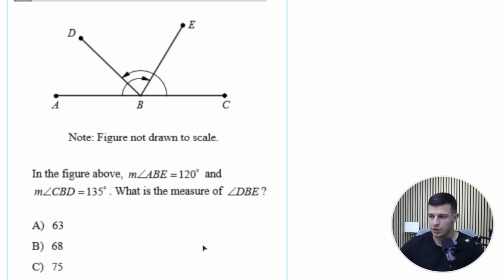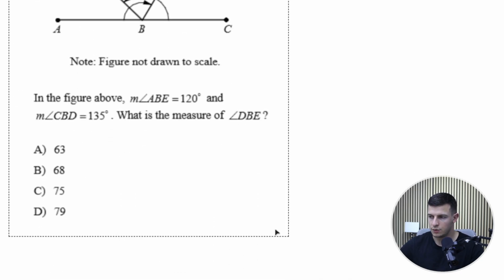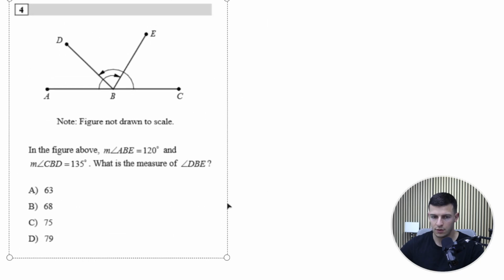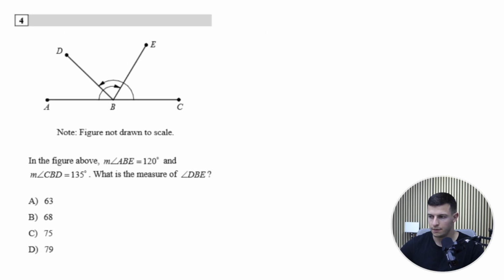All right, last question on this one. Let's make it a bit smaller. All right, last question here. In the figure above, ABE is equal to 120 degrees and CBD is equal to 135. What's the measure of DBE?